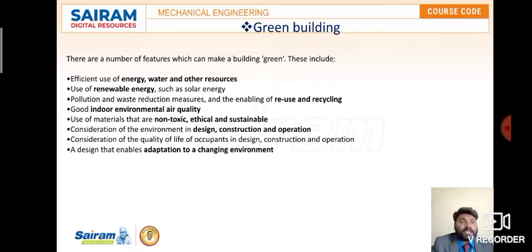And the next one is reuse and recycling. I have been telling from the beginning that lots of waste materials are being dumped in this environment. So how to reuse it and how to recycle it. More focus has to be given to reuse and recycling, pollution and waste reduction measures, and the enabling of reuse and recycling, and then indoor environmental air quality.